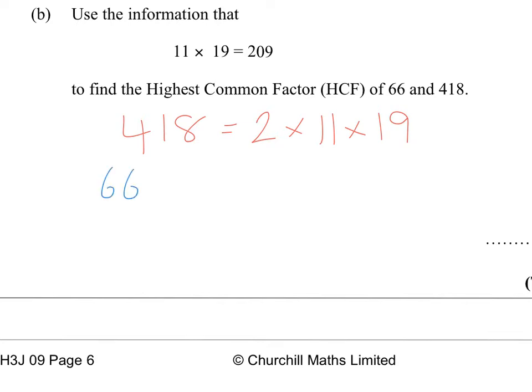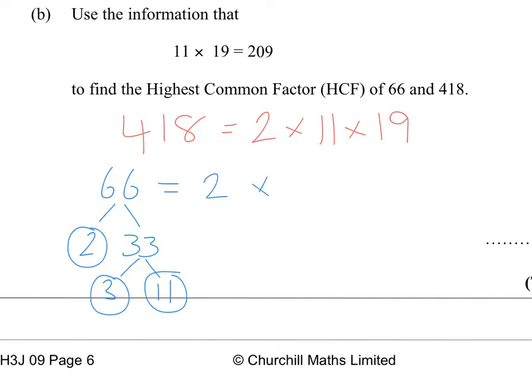So I'm going to write 66, two numbers that multiply together to give 66. Come on then, guys. 2 and 33. Just circle that. Two numbers that multiply together to give 33 is 3 and 11. I circle all of those because they are the primes. So 66 is 2 times 3 times 11.